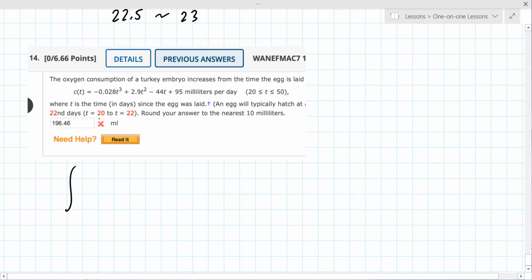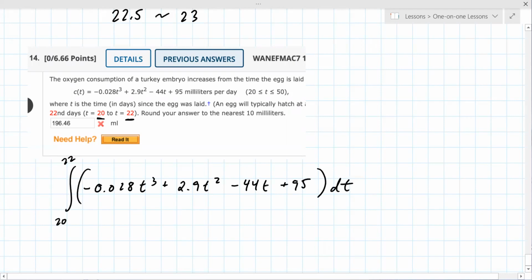So you're integrating this time. So we're gonna do the limits of integration first. So it says 20 to 22. So those are your limits of integration. And it's this: minus 0.028 t cubed plus 2.9 t squared minus 44t plus 95 dt.